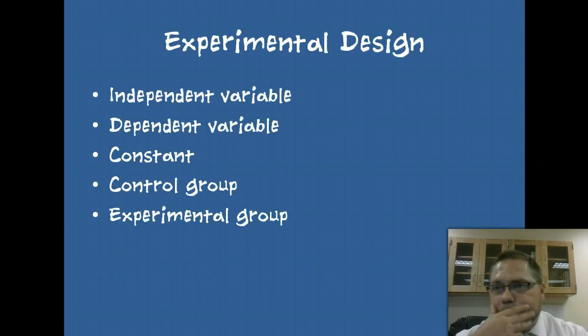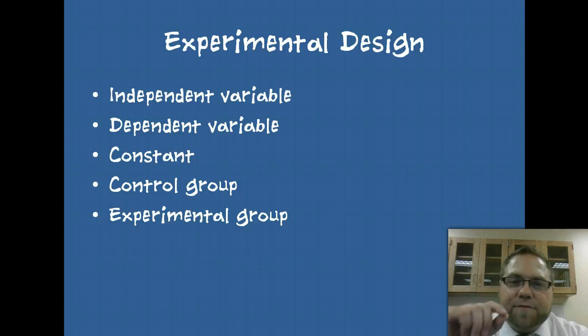Experimental design. I'm not going to have you actually design an experiment, but I will give you the premise for an experiment, and then you are going to identify the independent variable, dependent variable, the constant, control, and experimental group. Remember, your independent variable is what you change in the experiment. Your dependent variable is what changes because of that. In the dog experiment, the independent variable is the types of food. That's what you changed between each group. What was dependent on that was the health of the dog.